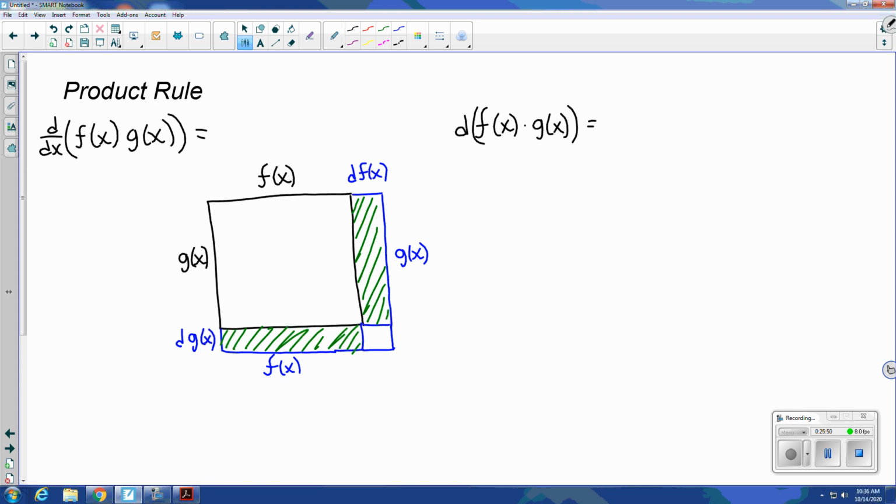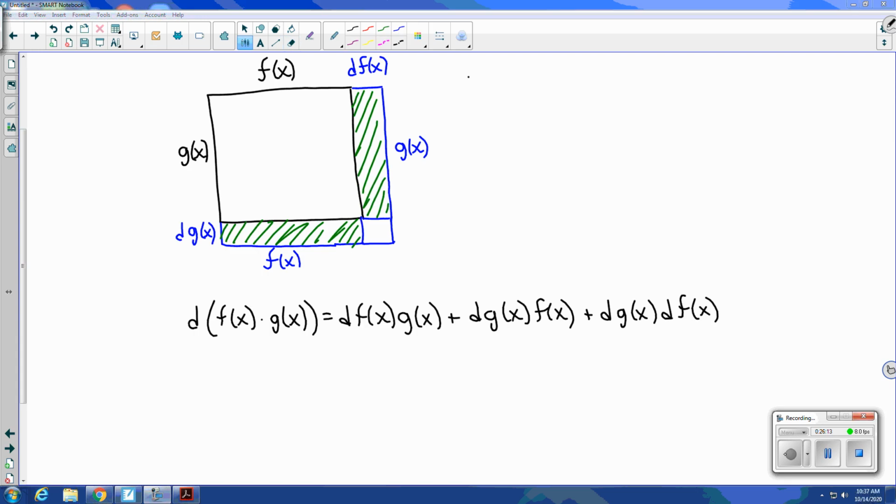So what's the newly formed change? It's the newly formed area, so we're going to have df of x times g of x plus dg of x times f of x plus df of x dg of x. But I'm running out of room, so I'm going to rewrite this. Okay, so here's where we are at.